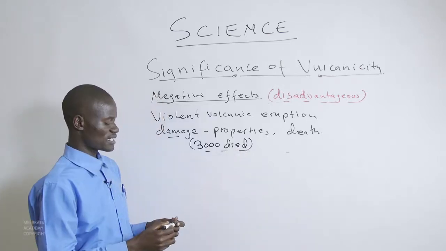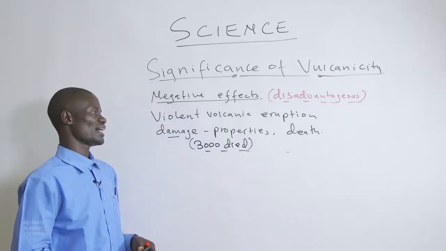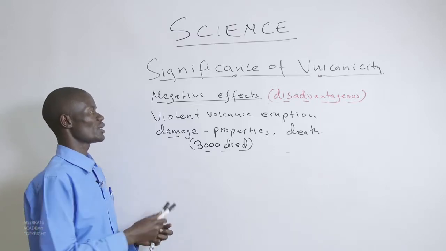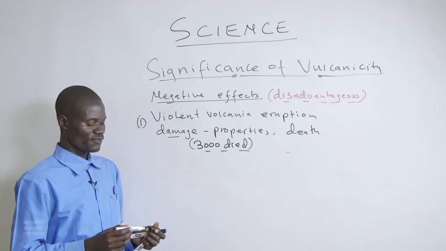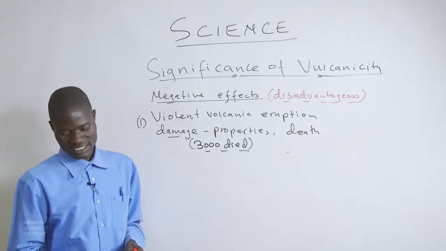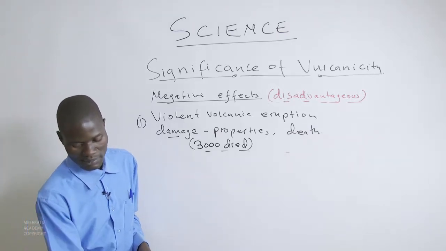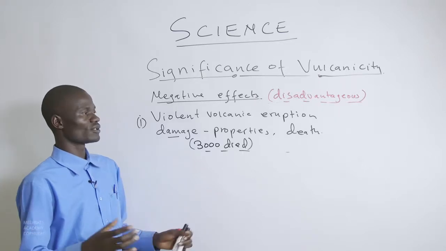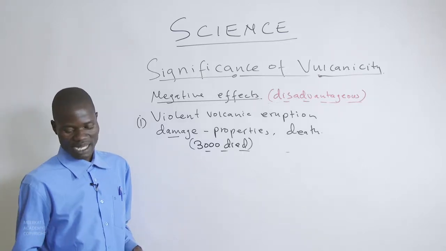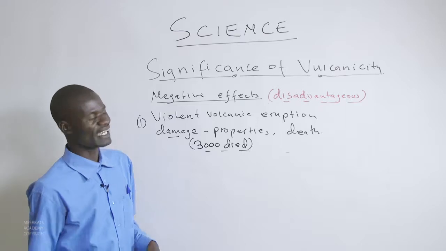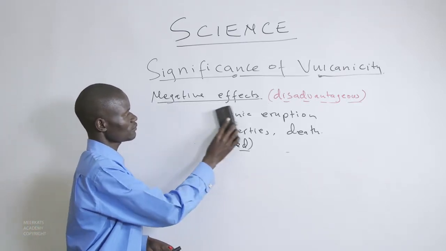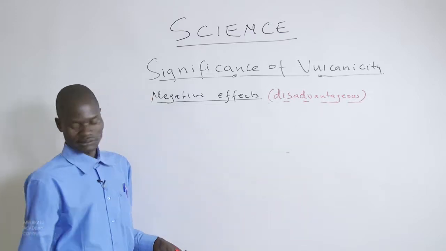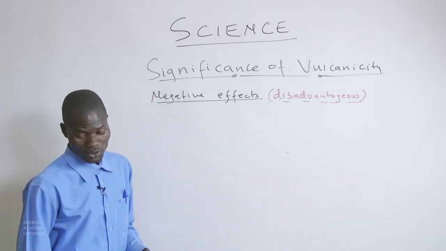What about the properties that were around the Indonesian island? Those properties were damaged. Therefore, this becomes a negative effect of volcanicity, because some of the properties in the environment, which can be man-made properties, may be damaged. We can also look at another one.